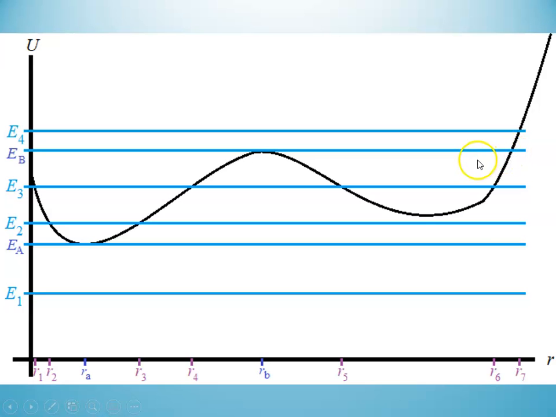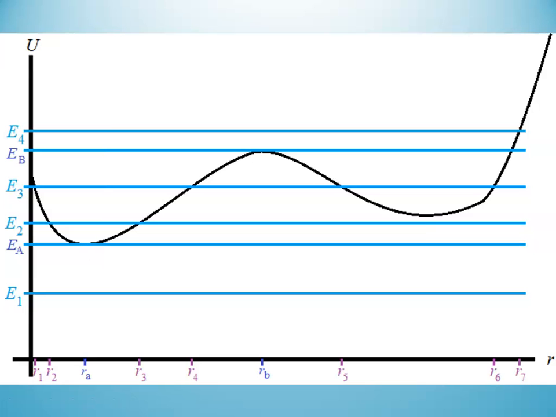Well, in that case, R7. We're looking at energy E4. So as it approaches R7, it can be anywhere less than R7, but once it approaches R7, it's going to slow down until it reaches the turning point and repeats the process. What about particles that have energies that just barely touch the graph here? What about energy E sub A? So at energy E sub A, the particle can only exist at location R sub A. And that's it. That's the only place where it can be.